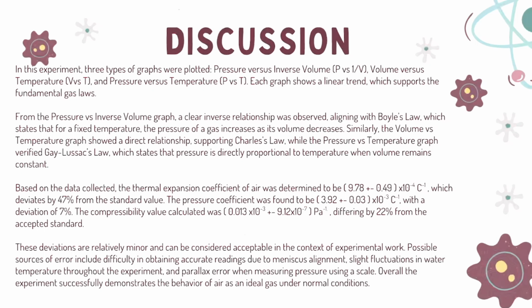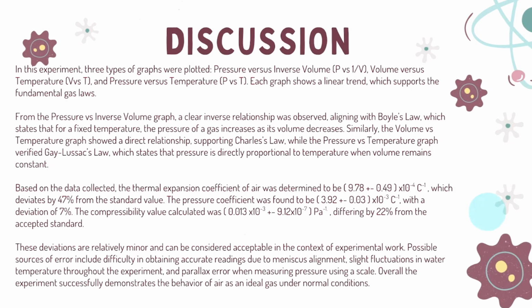Discussion. In this experiment, 3 types of graph were plotted: pressure versus inverse volume, volume versus temperature, and pressure versus temperature. Each graph shows a linear trend which supports the fundamental gas law. From the pressure versus inverse volume graph, a clear inverse relationship was observed, aligning with Boyle's law, which stated for a fixed temperature, the pressure of a gas increased as its volume decreased. Similarly, the volume versus temperature graph shows a direct relationship, supporting Charles' law, while the pressure versus temperature graph verified Gay-Lussac law, which states that the pressure is directly proportional to temperature when volume remains constant.